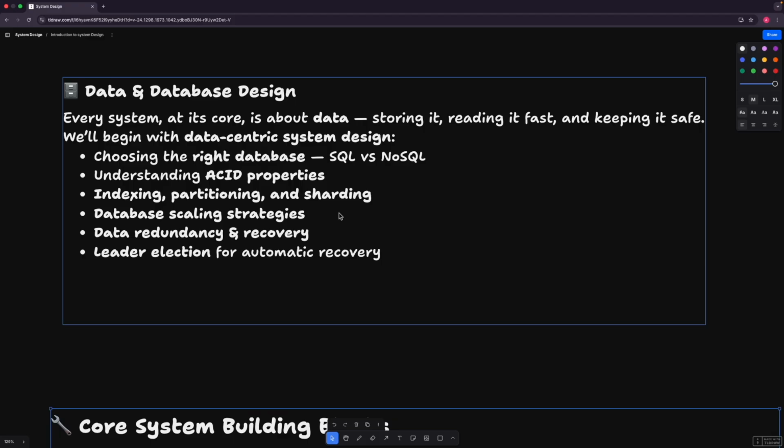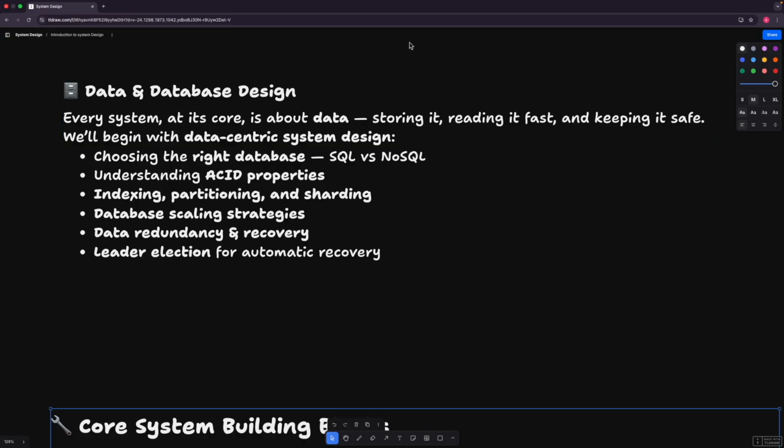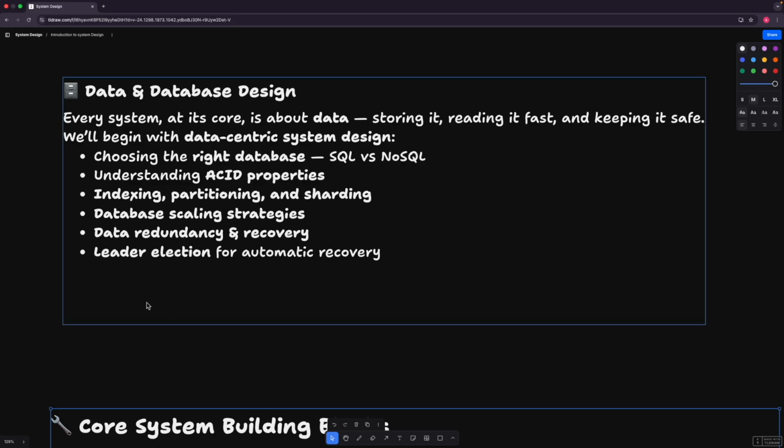And then we'll discuss database scaling. It may be horizontal or vertical scaling. Then we'll discuss data redundancy and recovery. That is, again, the core of the system, because any system or any organization may not be able to afford the loss of data, right? So for that, we should have a robust data redundancy and recovery plan. Then we'll discuss leader election and automatic recovery within the systems, or it may be within the database.